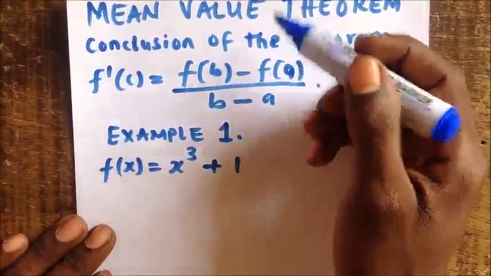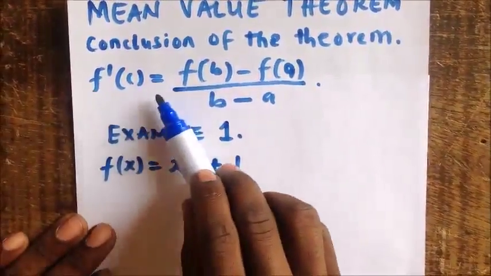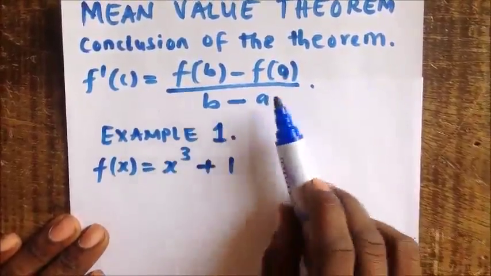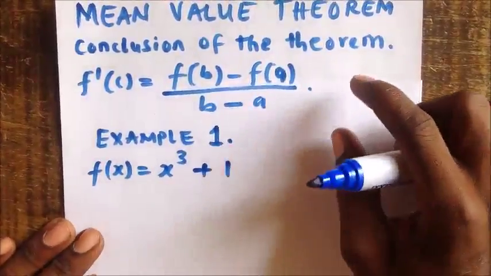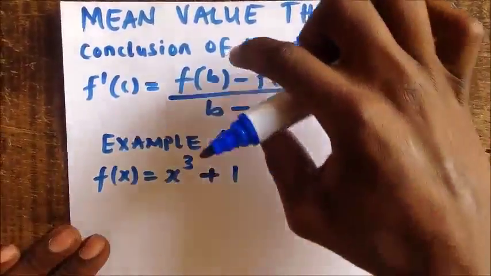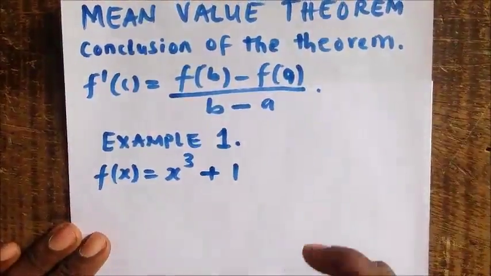Then the conclusion of the theorem says f prime of c is equal to f of b minus f of a, divided by b minus a. So to find that number that exists in the open interval a, b, you have to use the conclusion of the theorem.